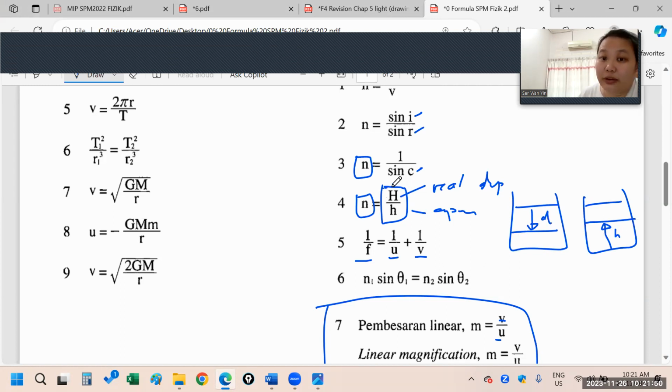But here they give height. I don't know why. They should use depth from the surface to the bottom. Okay. So if in exam you write D over small d, can or not? Cannot.